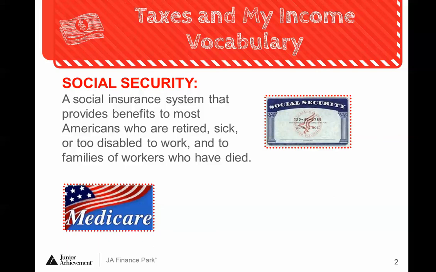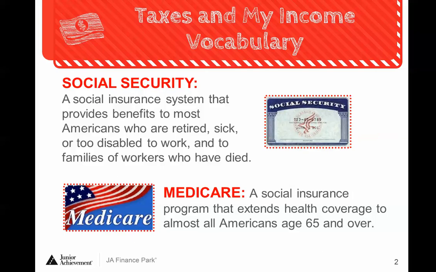So it's a portion of one's personal income that's paid to a government. There are things that our taxes pay for, such as Social Security and Medicare. These are programs that our taxes help cover the costs of. Social Security is a social insurance system that provides benefits to Americans who are retired, sick, or too disabled to work, and to family members of workers who have passed away. And Medicare is a social insurance that extends health care coverage to almost all Americans 65 years and older. So it actually pays for your health care.